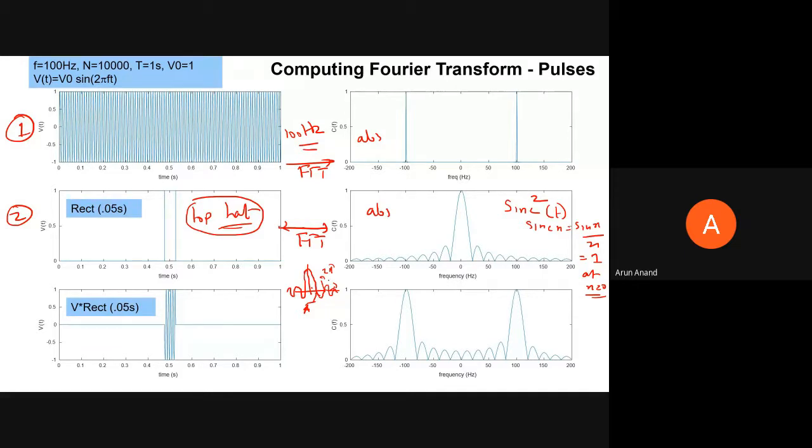When I do an absolute square of that, all the negatives will become positive. That is why this thing. So this is pi, don't look at the value of this thing. That value pi is in frequency. So this is 2 pi, etc. Clear?